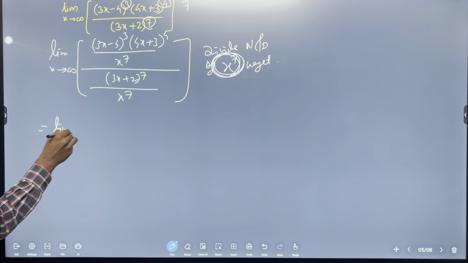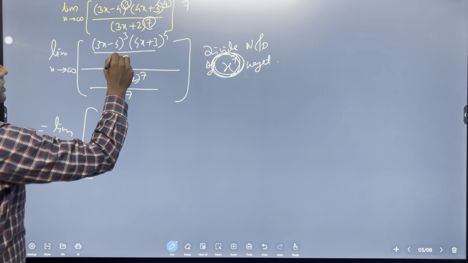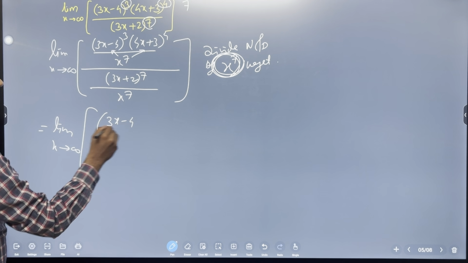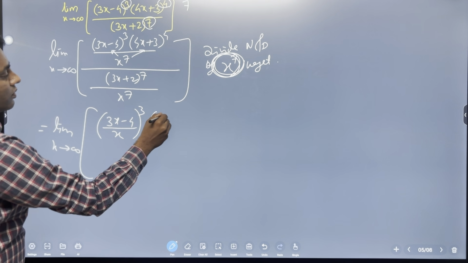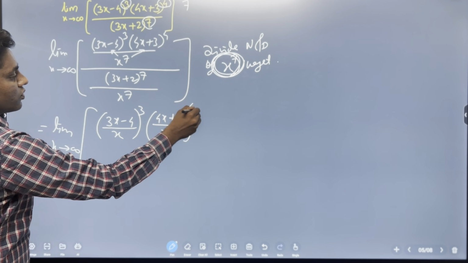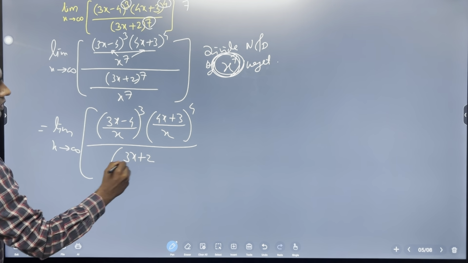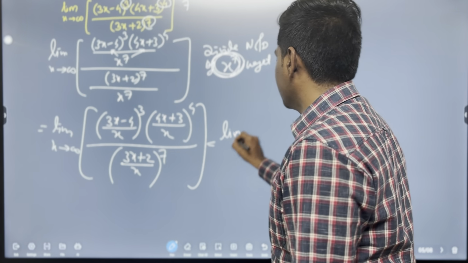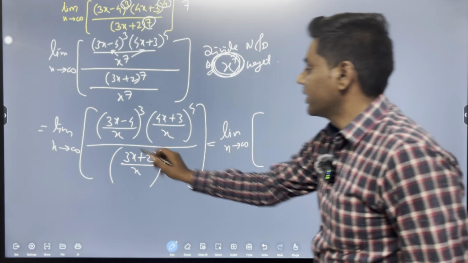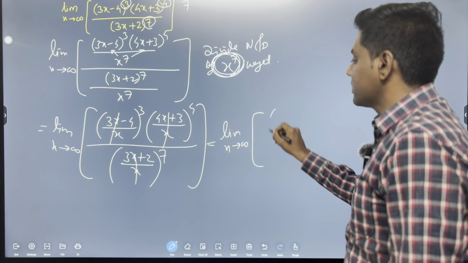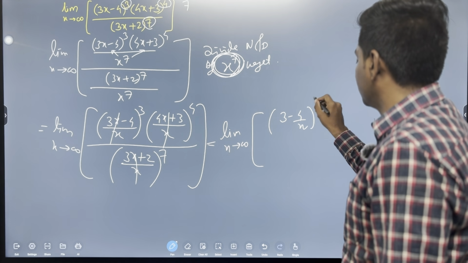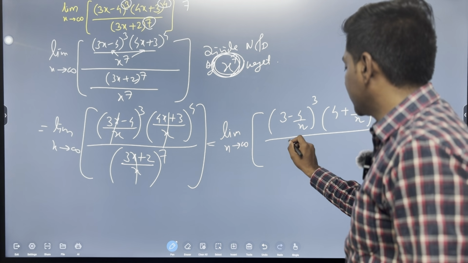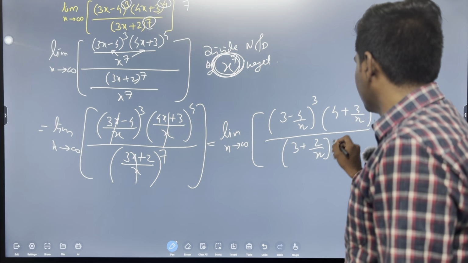So that equals limit x tends to infinity. From x to the 7, now here divide by x cube, and here divide by x raised to 4. So we get (3x minus 4) divided by x, bracket cube, (4x plus 3) divided by x, bracket raised to 4, divided by (3x plus 2) divided by x, bracket raised to 7. After separately dividing, we get limit x tends to infinity. Here x gets cancelled, so the remaining is first bracket 3 minus 4 by x, cubed, then 4 plus 3 by x raised to 4, then 3 plus 2 by x raised to 7.